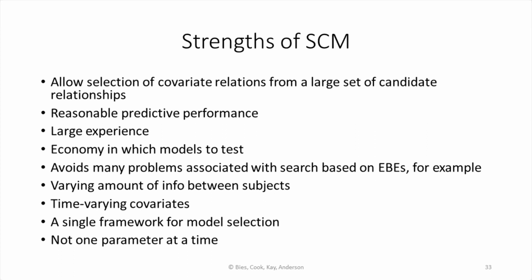What are the strengths of stepwise covariate modeling? Well, it allows selection of covariate relations from a large set of candidate relationships. It has a reasonable predictive performance. There's a lot of experience with this approach. There's an economy in which models to test, and it avoids many problems associated with search based on empirical Bayes estimates, for example. It allows you to account for varying amounts of information between subjects, time-varying covariates, and a single framework for model selection. I think, oh, this is terrific, except there are some substantial weaknesses here.